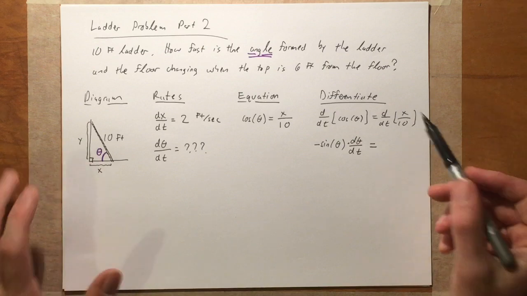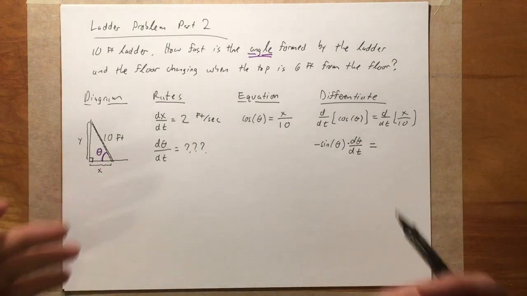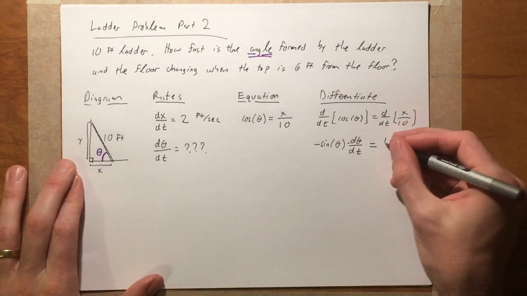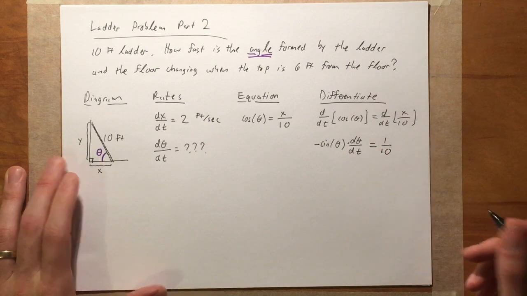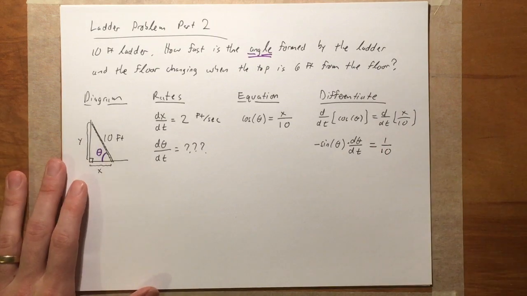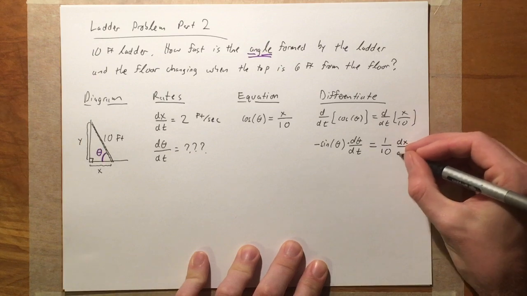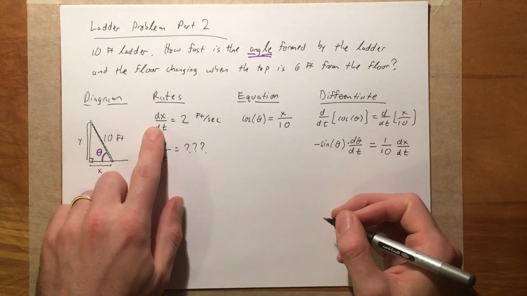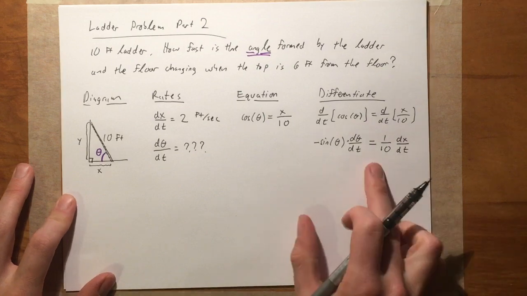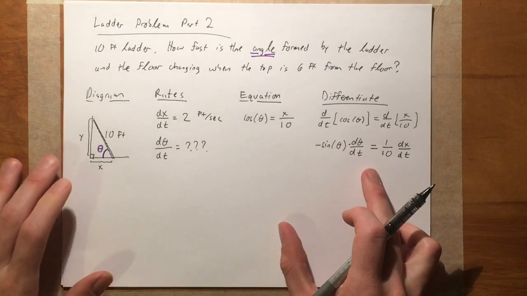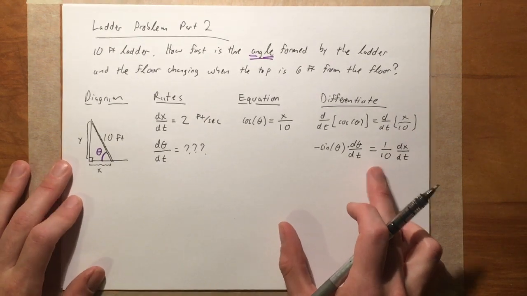The right side, x over 10 is like 1/10 times x. So the constant multiple rule tells me I'm still going to have that 1/10. And then I just have to multiply by the derivative of x with respect to time, which is just dx over dt. That's going to equal 2 in the next step. So there is my differentiated version of that equation.